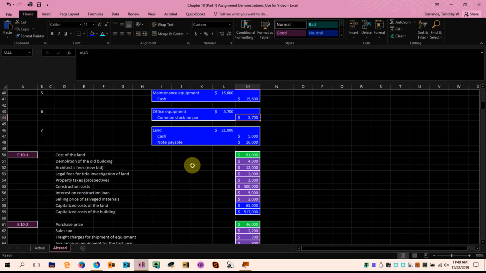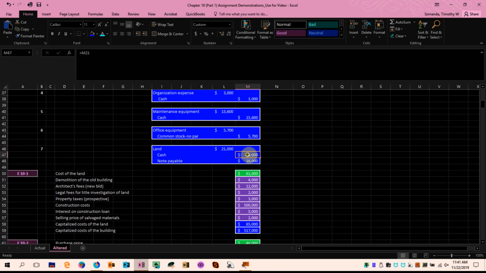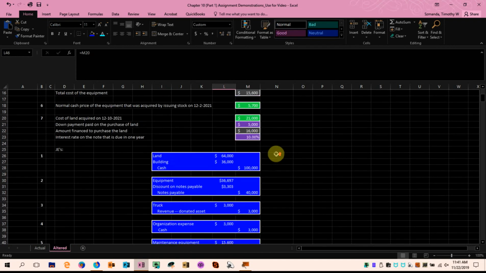And then finally, number 7, the company acquired a tract of land, cost of $20,000. They paid $2,000 down and signed a 10% note. Principal interest due in a year. So in this case, what I did is we have the notes payable, and that's given to us. We have the cash paid given to us, and then the land will be the combination of the two.